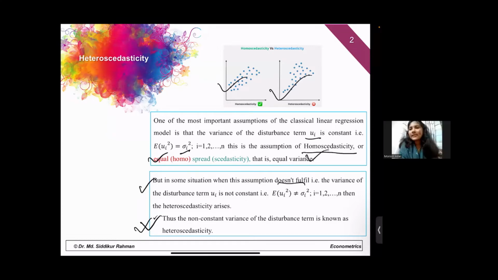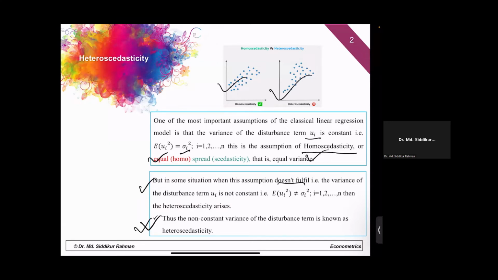Homoskedasticity. Very good. So the constant variance of the disturbance term is called homoskedasticity. So naturally the non-constant variance of the disturbance terms might be called heteroskedasticity, and this is really a problem.